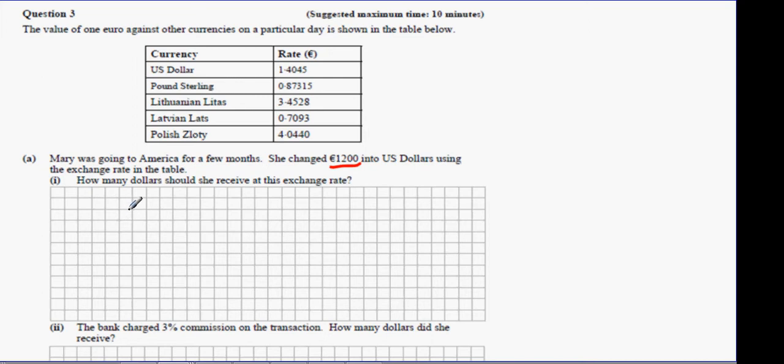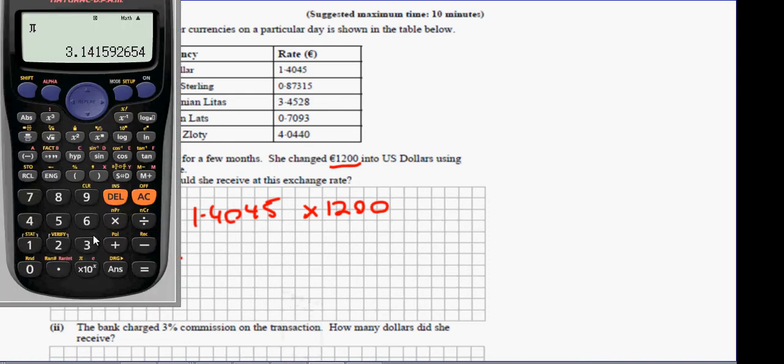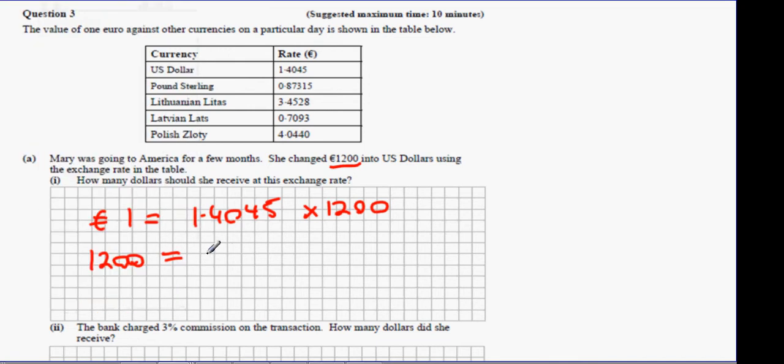Okay, €1 equals, sorry guys, €1 equals how much dollars? Anybody? 0.45. So she's going to change €1,200. So multiply it by 1,200 and tell me what the answer is. What do we get? 1,685.4. Now remember, it's money, so 0.40.